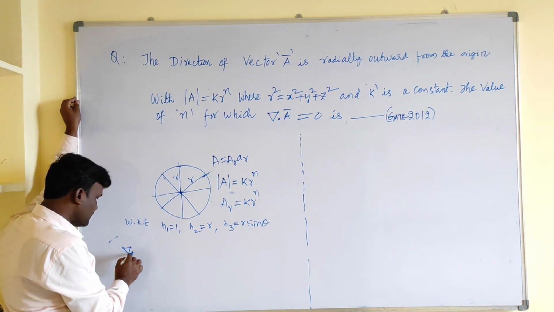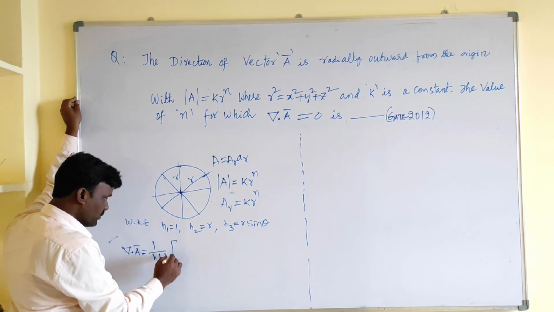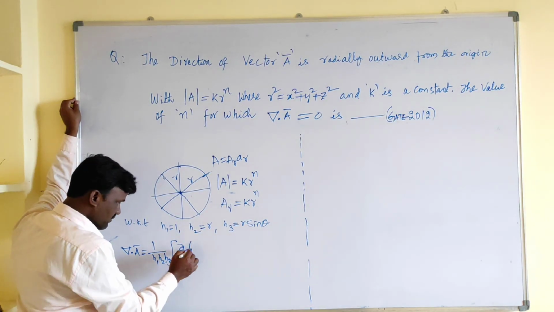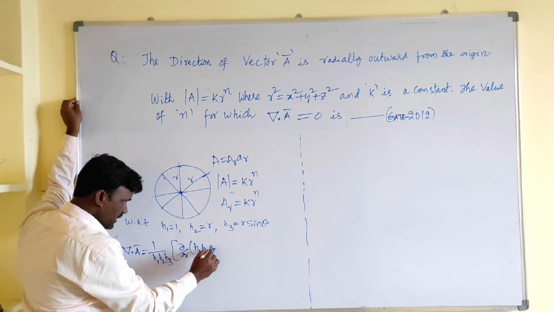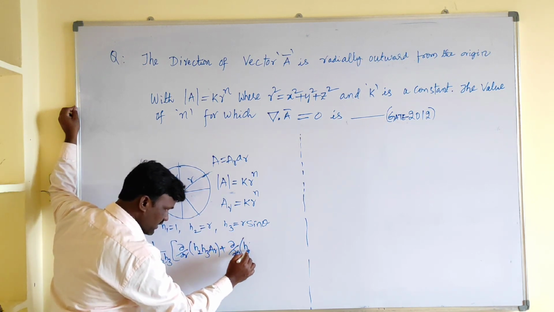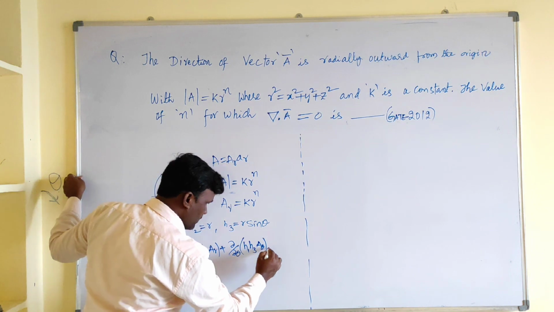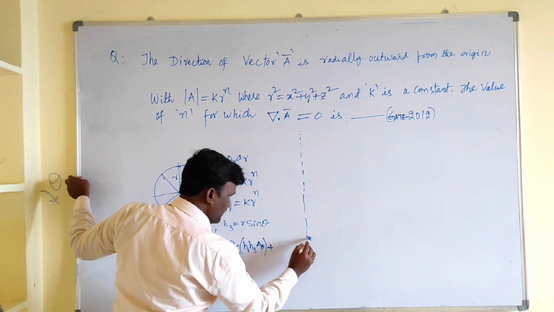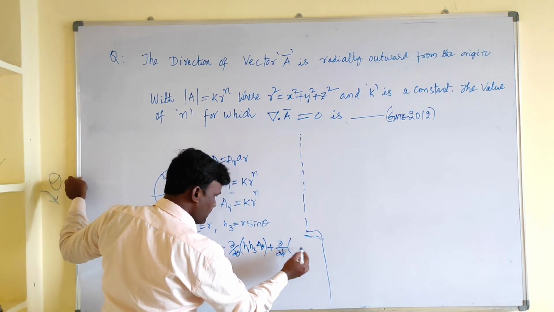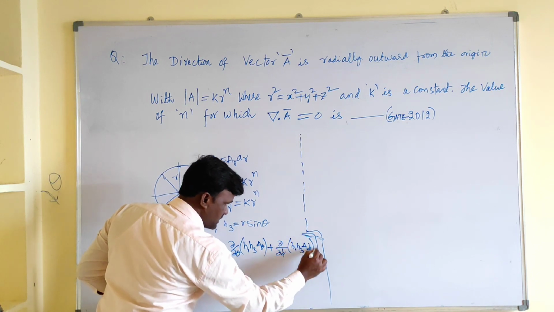Now the divergence formula is del dot A bar equal to 1 by H1 H2 H3 into dou by dou r of, as it is the first element, the multiplication of the remaining two, that is H2 H3 into A_r, and next, the second element is dou by dou theta of H1 H3 into A theta, and the last one is dou by dou phi of H1 H2 into A phi.